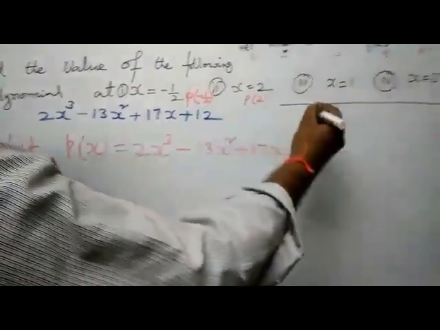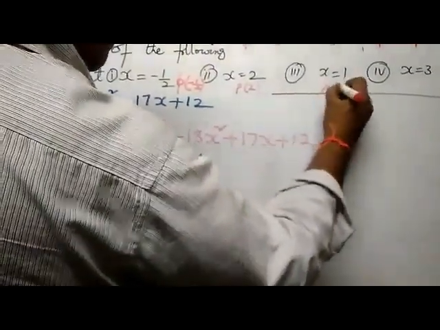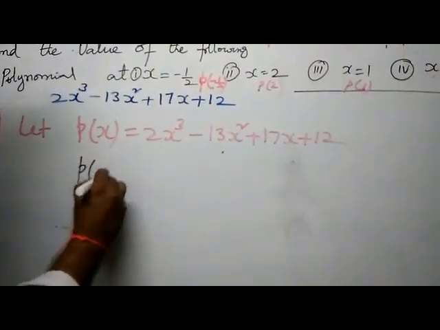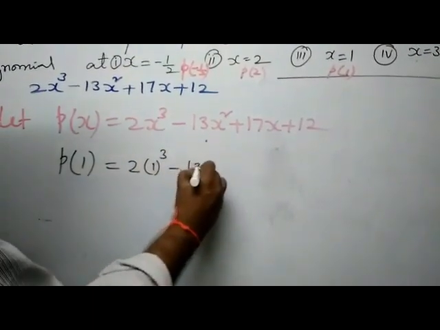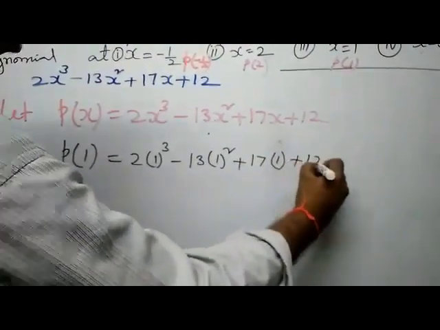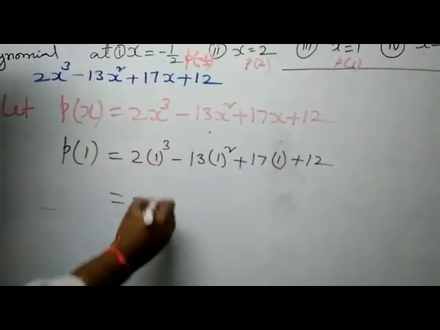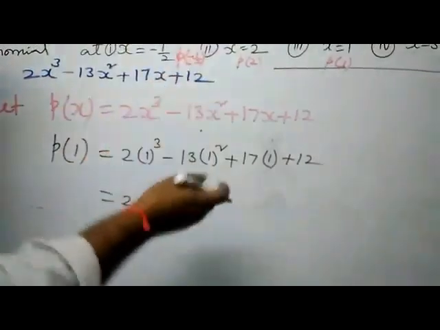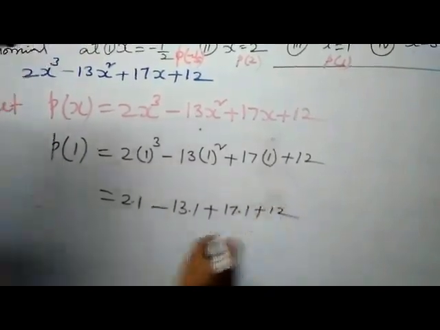Now P of 1, at x is equal to 1. P of 1 is equal to 2 into 1 whole cube minus 13 into 1 square plus 17 into 1 plus 12. 1 cube is equal to 1. 1 square value is 1. 1 to the power of anything is equal to 1.